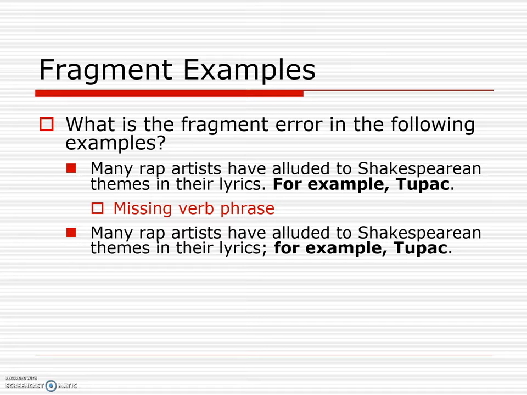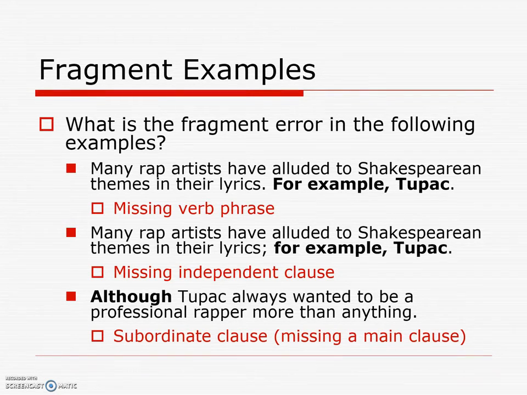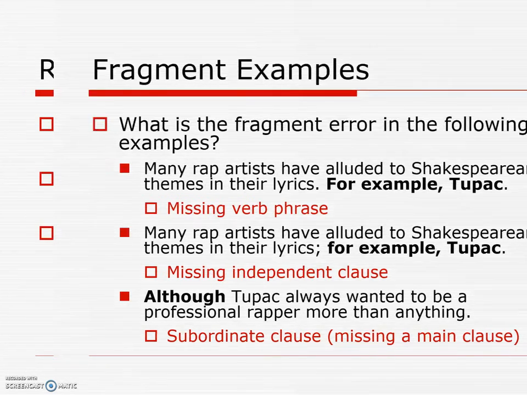Remember that with semicolons, typically they connect independent clauses. And that second clause, for example, Tupac, is not an independent clause because it does not contain a predicate. And then in this third example, you're using the word although, which is a subordinating conjunction, to introduce a clause. And it looks like a sentence, it's certainly long enough, but at the end of the day, you're waiting for that other shoe to fall. You're waiting for the other part of the sentence, the main clause. And when you mark it as an independent clause, but it's really not, you've created a sentence fragment.